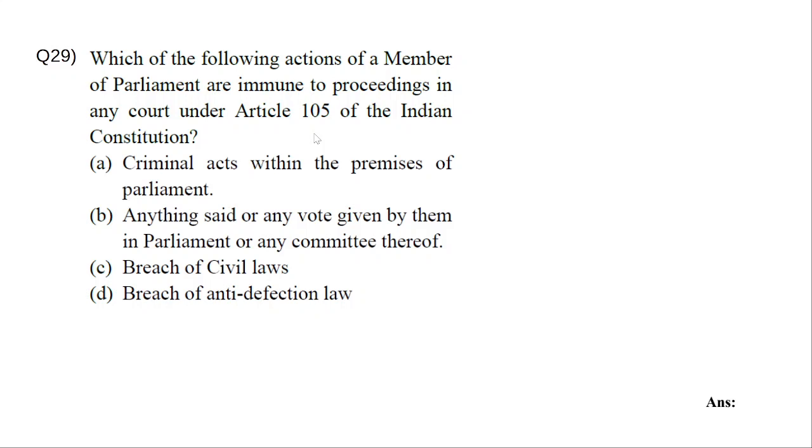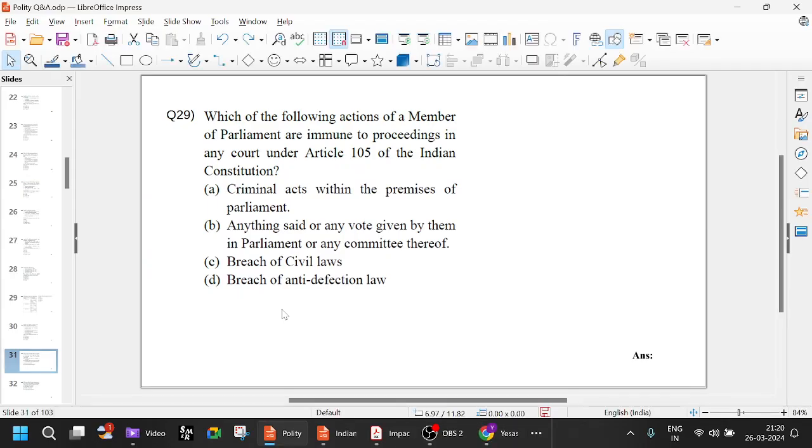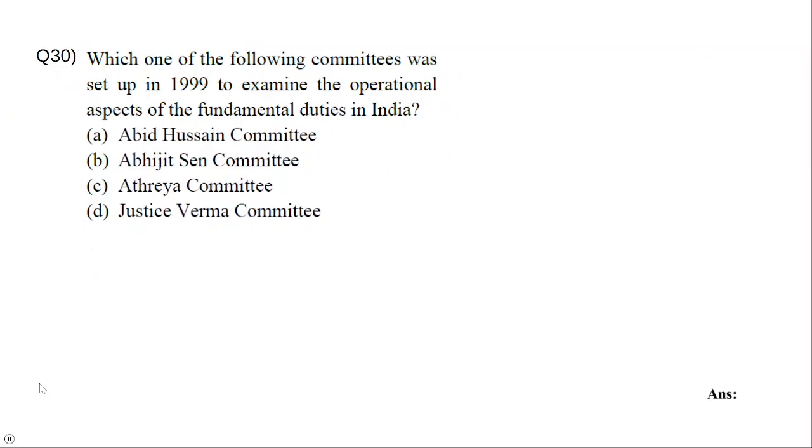And this privilege is very important so that the MP can speak without any fear. Whatever he wants to speak, he should be able to speak, and he should be able to vote freely in internal elections or in any committee proceedings, etc. So that is a very important privilege, and he does not have any criminal immunity. Any immunity for criminal acts, any immunity for civil laws, all those things are very important. So it is clearly B. Question 29, the answer is B. Very simple. So let us look at the 30th question.